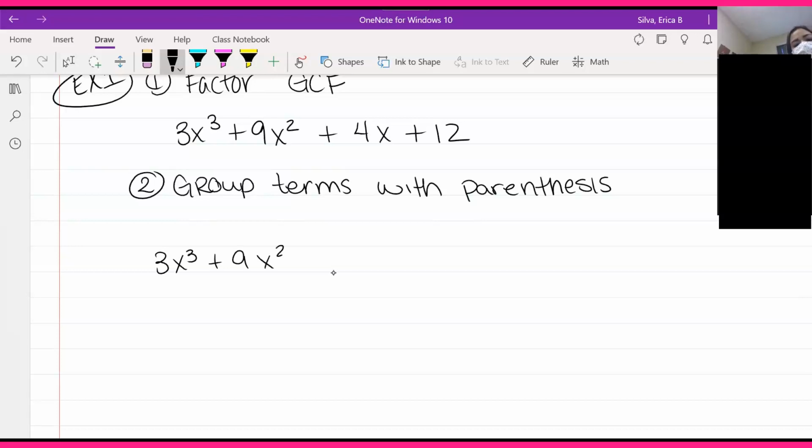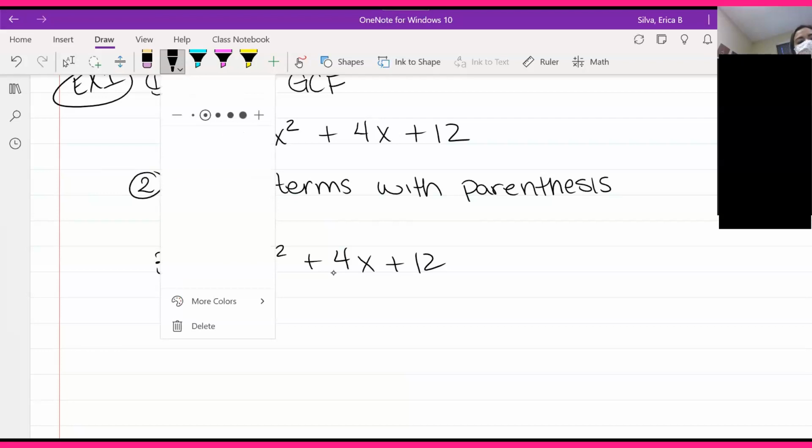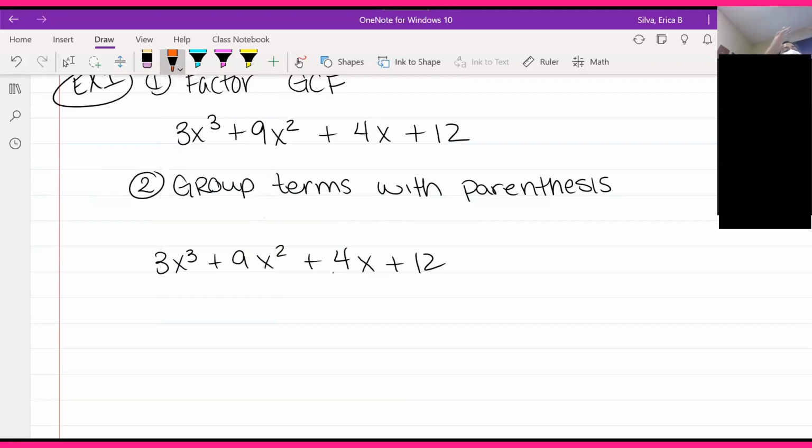So I'm just going to rewrite it. And I'm going to group 2 terms at one time. So I'm going to group these terms together. I'm going to skip that plus sign that combines them. I'm just going to bring it down. And I'm going to group these terms together. Questions so far? All right.